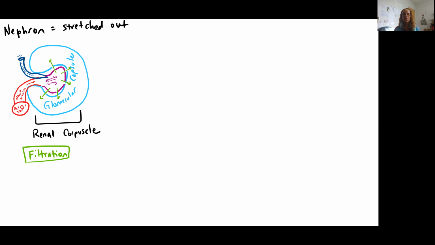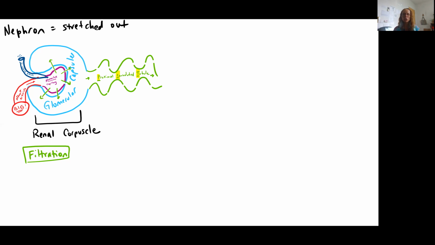Okay, from here, this fluid is going to be called filtrate. It's going to be moving into our kidney tubule. And so once it goes into our kidney tubule, we will be calling it tubular fluid.